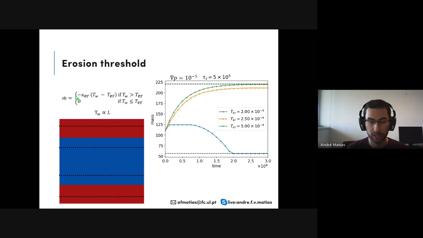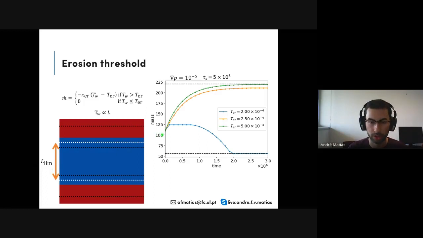If my erosion threshold is very large, then the system never erodes. And so the mass of the system increases until it reaches the maximum size, which corresponds to only swelling. But if I have an erosion threshold in the middle, I can have a situation like this. Because the shear stress is proportional to the length of the gap, I have a limit gap that is the limit below which no erosion happens.